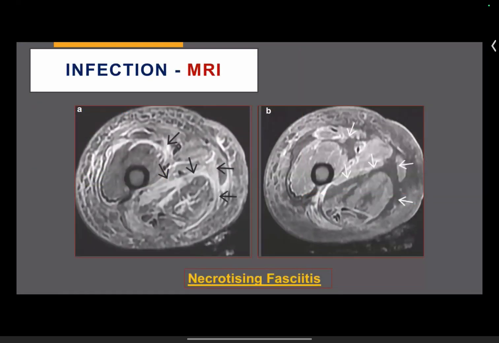So necrotizing fasciitis on MR, it's just a mess basically. Usually we do CT to look for gas, but obviously if you do an MR, you can see a lot of fasciitis, fascial enhancement, muscular fluid, and sometimes areas in the muscle of abscesses or lack of enhancement, which can tell that this probably is not viable. But it's a clinical diagnosis nevertheless. And whenever there's an MR for necrotizing fasciitis, I think it's very useful.